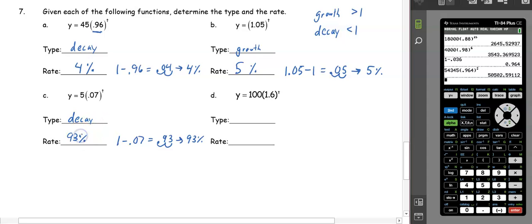Our last example, 1.6 is greater than 1, so this is growth. So we're going to take that and subtract 1. That gets us 0.6. If I move 2 decimal places, I have to add a 0, so that gets me 60%. So remember, when you're trying to find your rate, if the number is less than 1, you do 1 minus that number. And if it is greater than 1, then you do the number minus 1, and always convert it into a percent.